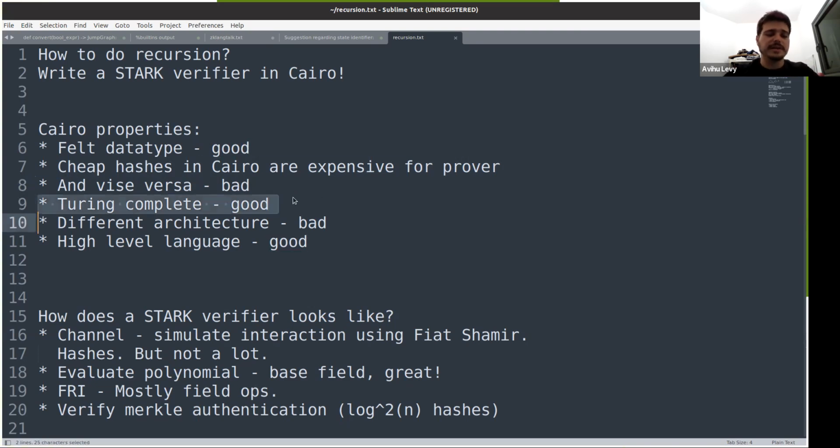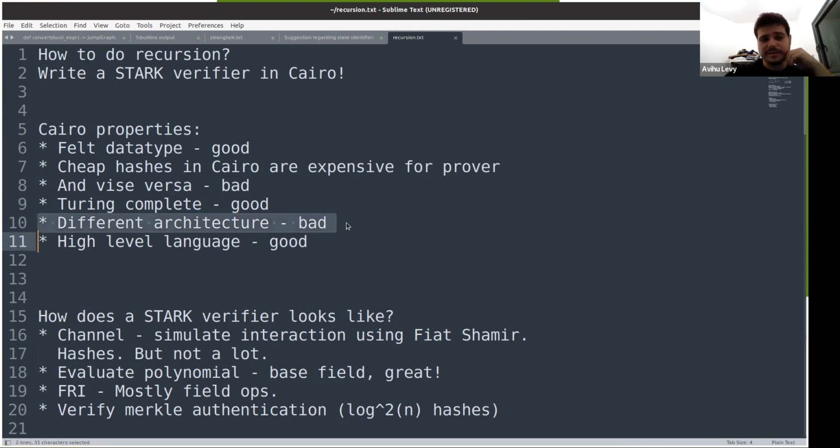All right. Yeah, Cairo is Turing complete, which is good. We can write a lot of stuff in it. A lot of other ZK infrastructures are not, which makes it harder to do unbounded loops, like loops that you don't know how many steps it'll take. We can do recursion. We can do a lot of neat stuff.